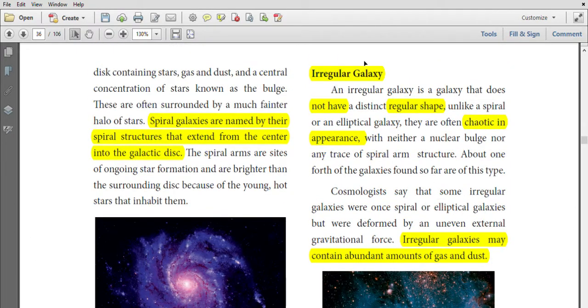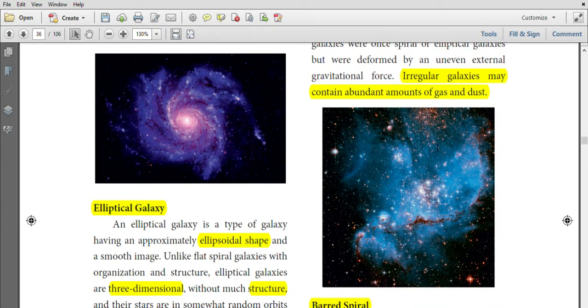Irregular galaxies. Irregular galaxies are irregular in structure, chaotic in appearance. Irregular galaxies contain an abundant amount of gas and dust. The blue color seen is the gas and dust. The bright pointers indicate the stars.